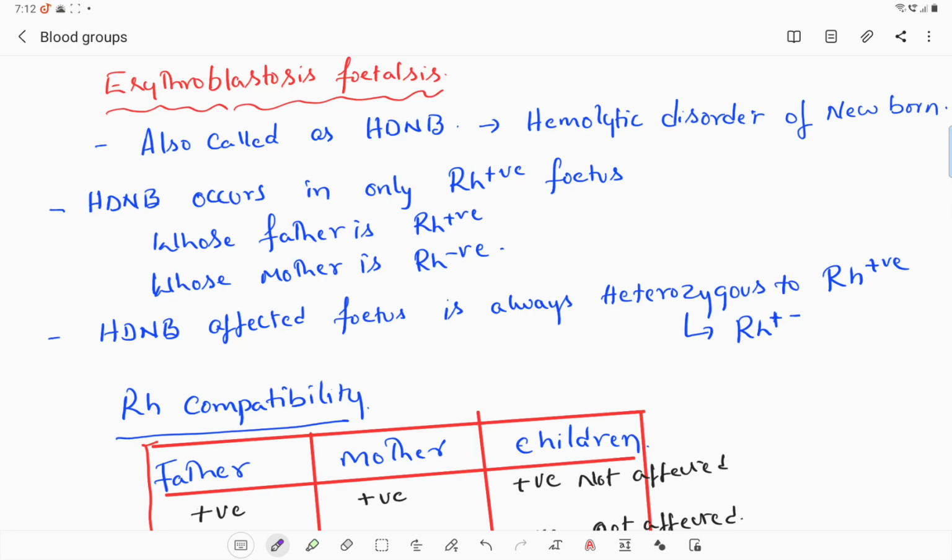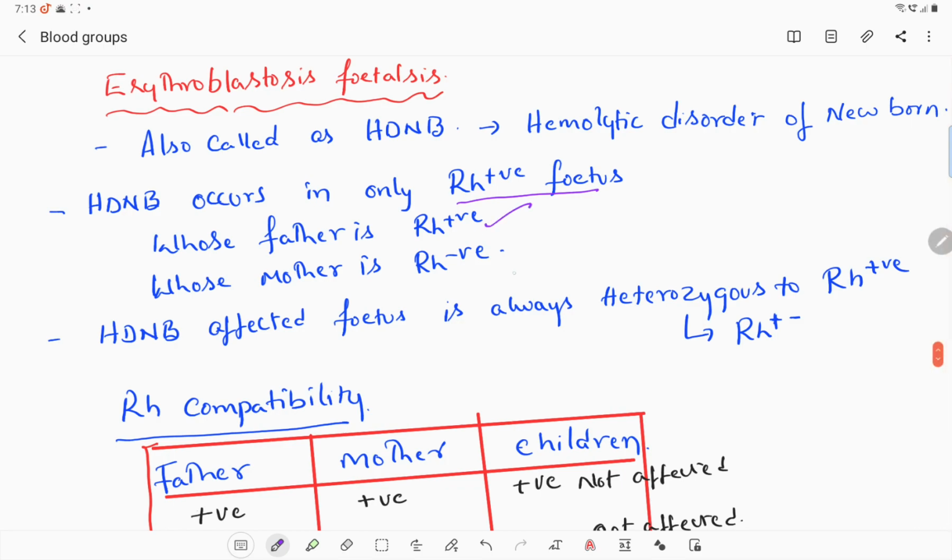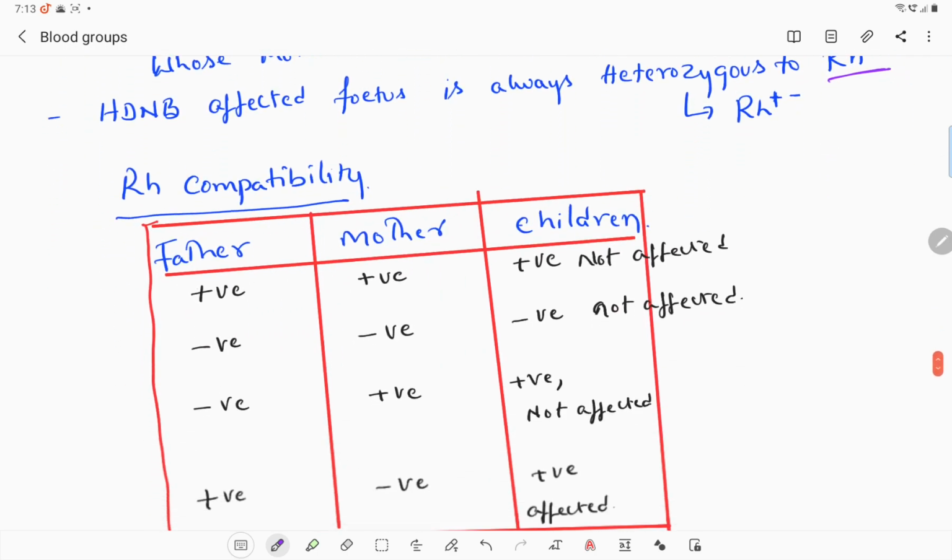Okay. HDNB occurs only in an Rh positive fetus whose father is Rh positive and whose mother is Rh negative. Then the HDNB affected fetus is always heterozygous for Rh positive. Okay, let us see the Rh compatibility now.